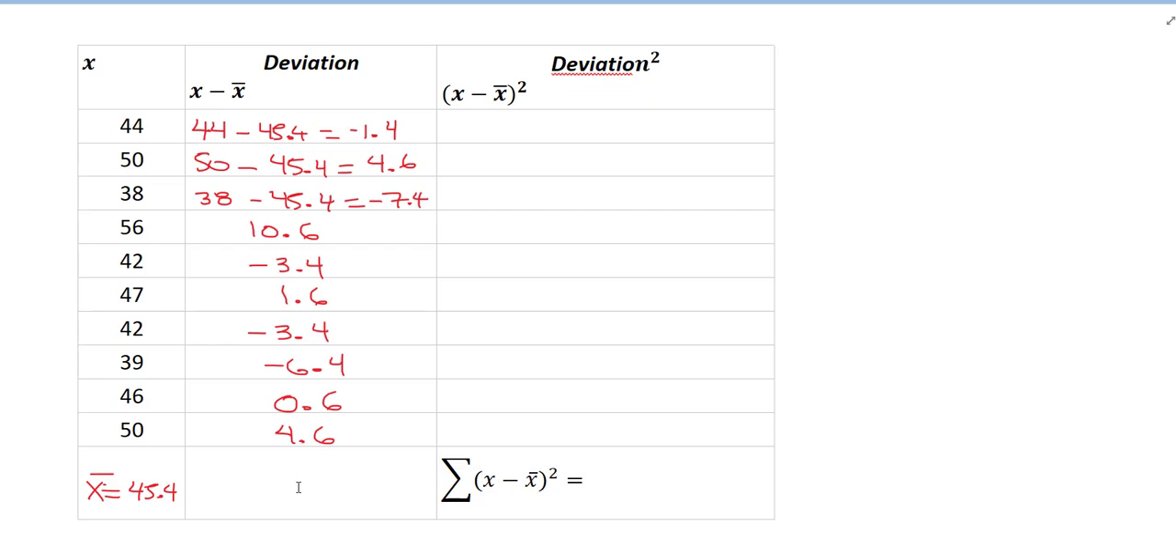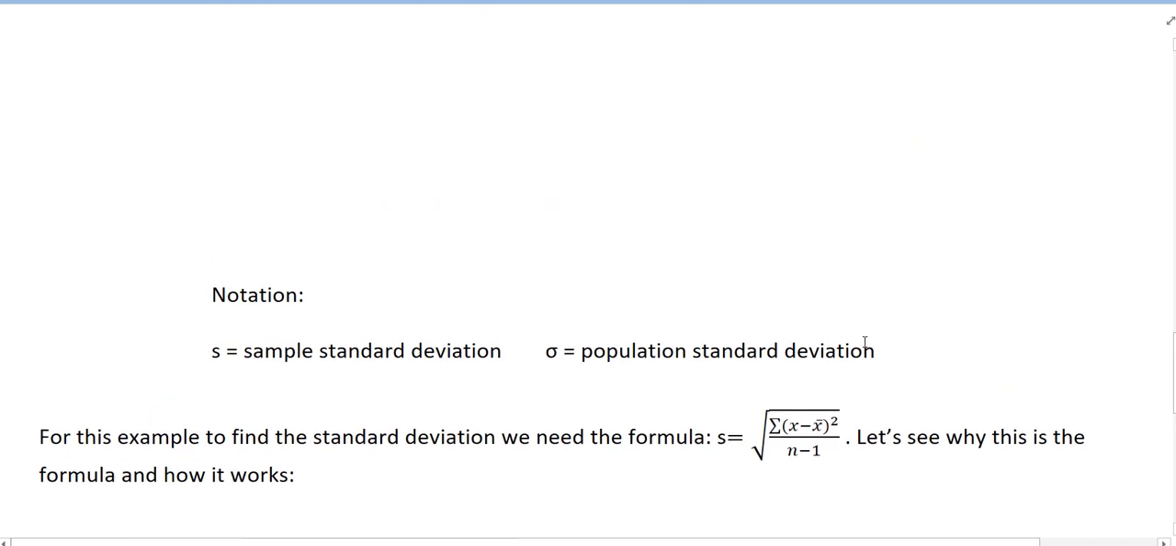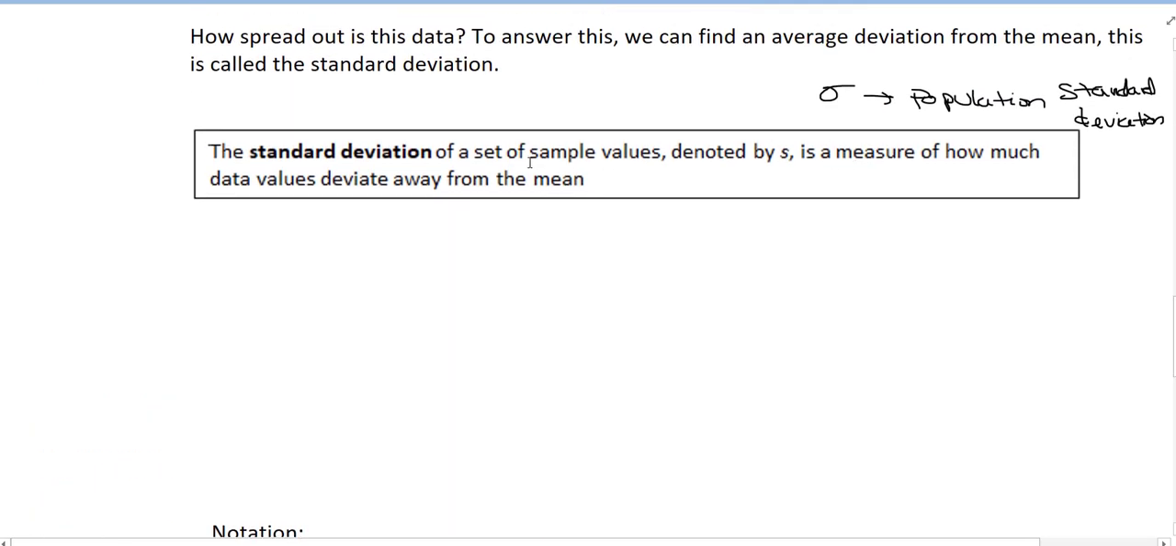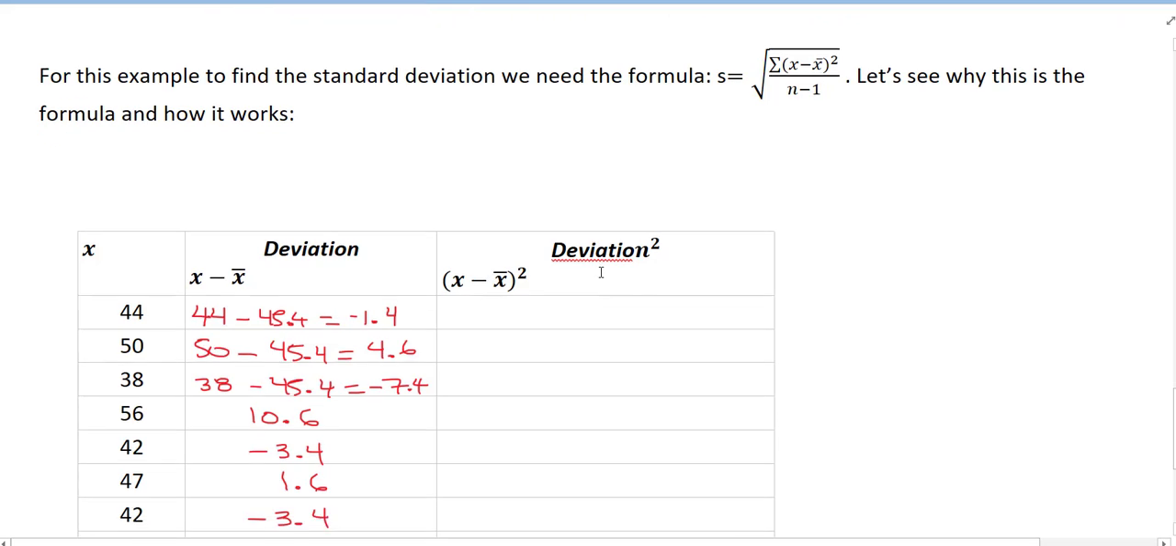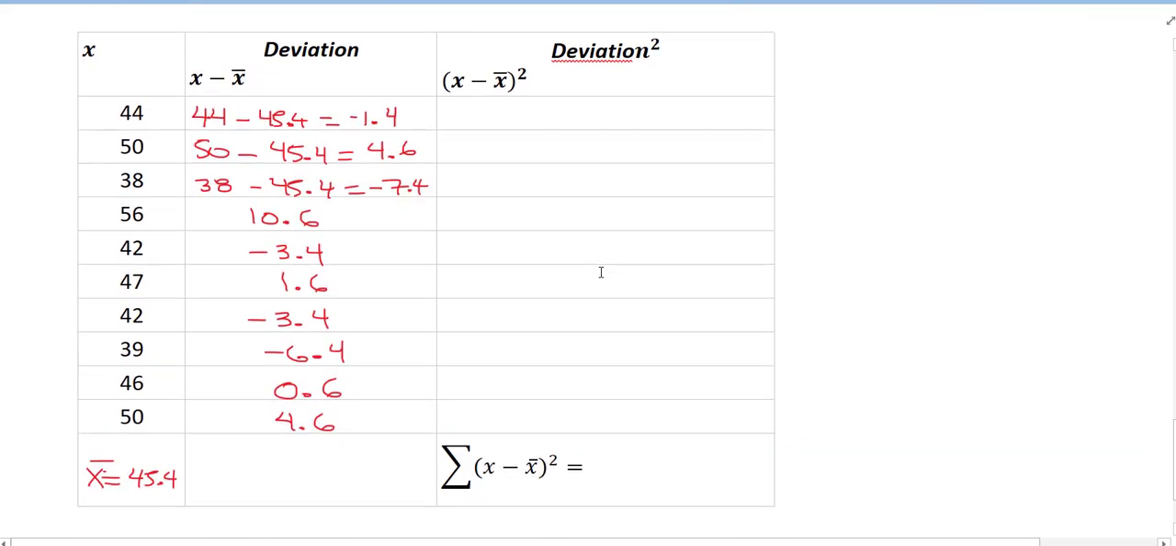All right, now that we've completed all of these, if you didn't, pause your video and try to do it on your own, and then come back and make sure we got the same answers. Now, the standard deviation is a measure of how much data values deviate away from the mean. So in a way, think of it as the average deviation from the mean. But if I just found the average of these deviations, that wouldn't be very helpful because I have some negative numbers in here. And so my deviation is not going to be accurate. I want to measure a distance away from the mean.